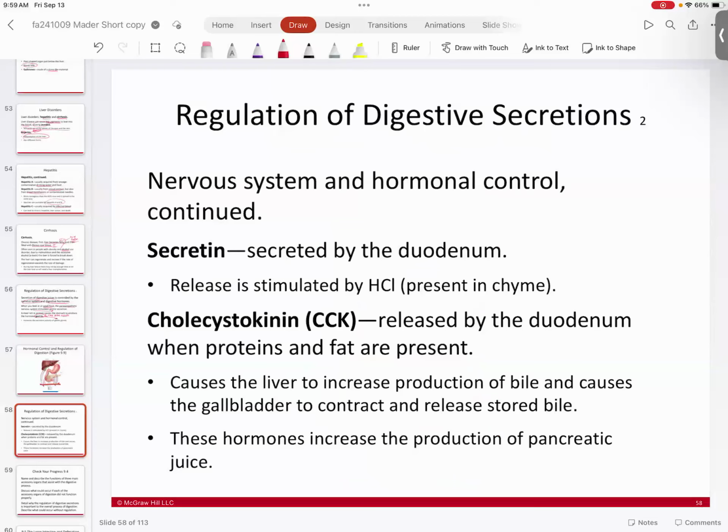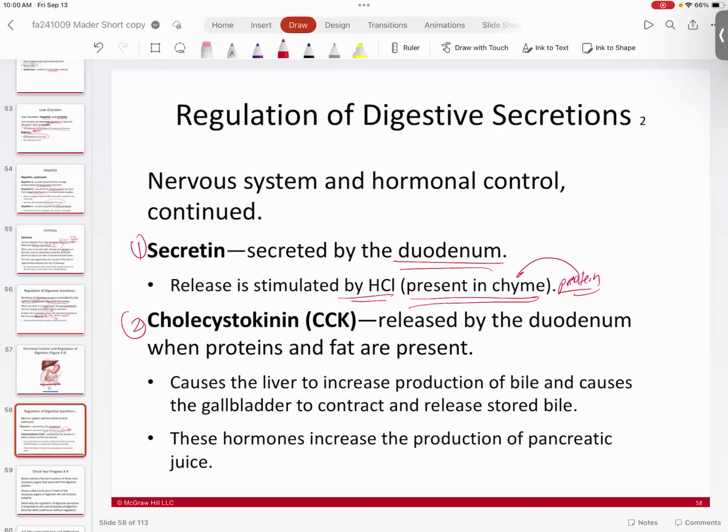So for instance, let's take a look at secretin. Secretin is secreted by the duodenum. And typically it's released when the chyme is present. Usually undigested protein is what's triggering that. And it's also stimulated by hydrochloric acid. So for instance, when hydrochloric acid comes into the duodenum, it'll trigger the release of secretin.